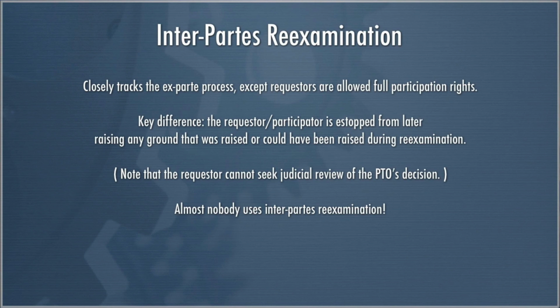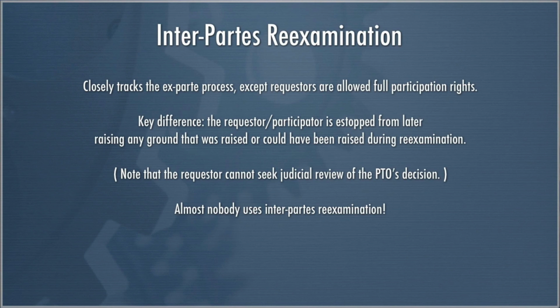Right? The key here is that the requester is stopped from later raising any ground that was raised or could have been raised during reexamination. Right? So that means if you raise the obviousness of a particular patent based on a piece of prior art during an inter partes reexamination and you lose, meaning the patent claim is still valid after the reexamination, then you are now judicially stopped from raising that if you get sued. Right? So you can't raise obviousness based on that piece of prior art.